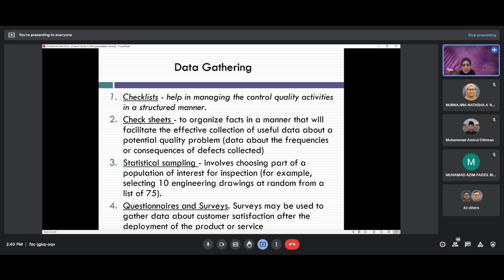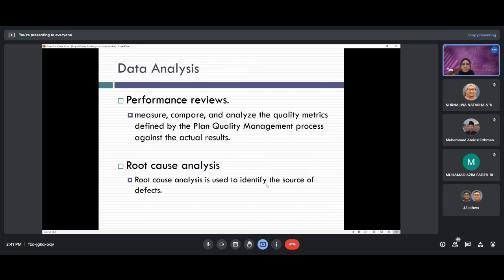And then questionnaires and surveys. This is for other industries. For example, in marketing industries, if they want to know about their product, they may distribute questionnaires, and the survey will gather data about the satisfaction of the customer with the product or services. So these are among the data gathering methods that you can use in collecting your data.